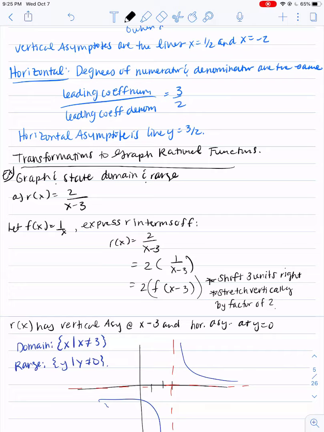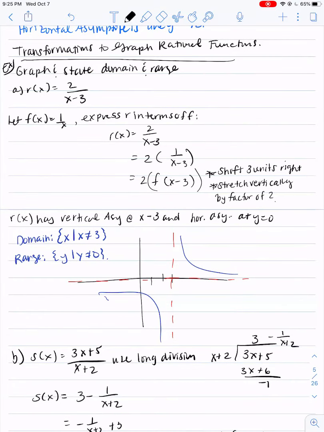Okay, now we're going to use transformations to graph rational functions. We're going to graph and state the domain and range of 2/(x minus 3). We know that our standard rational function is 1/x. So we're going to express r in terms of f. If we factor out the 2, we have 2 times 1/(x minus 3). And then we know that f of x minus 3 would be our 1/(x minus 3) if we're plugging x minus 3 in for the x of our f of x.